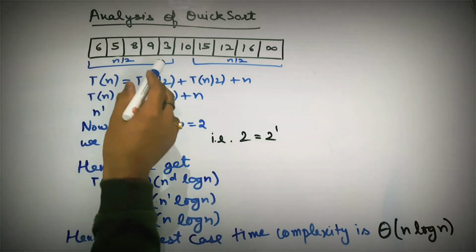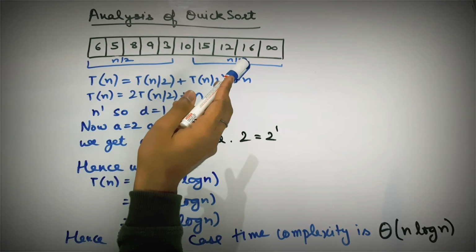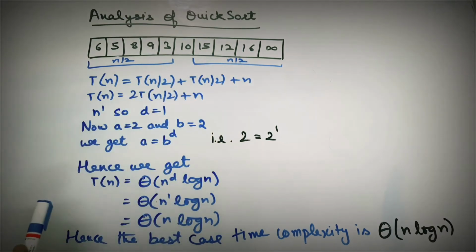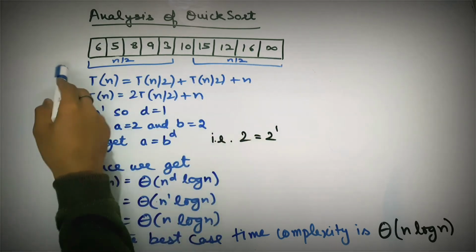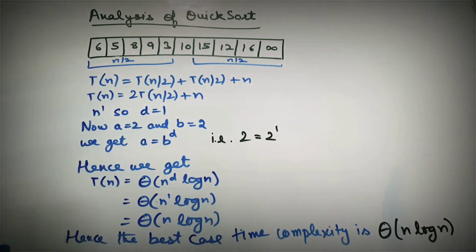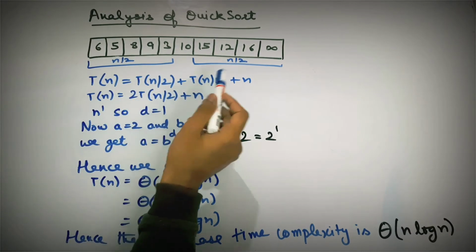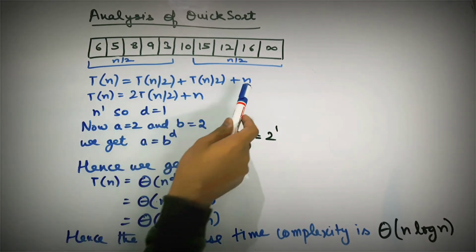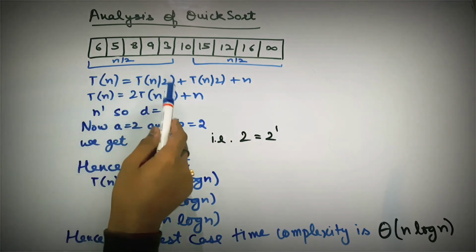So now we come to the part when we will analyze our quicksort, that is find out its time complexity. So first we will take the best case. After applying partition, we divided an array into two sub-arrays, as you can see here. So the time taken will be t of n by 2 plus t of n by 2 plus n. So this n is the time taken for scanning the whole array. So finally t of n is equal to 2t of n by 2 plus n.